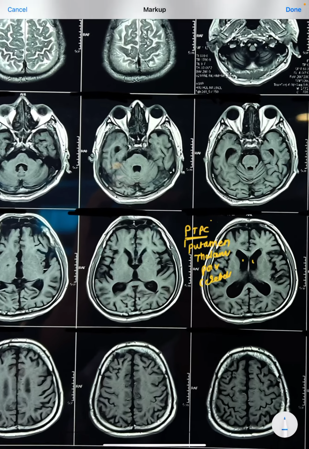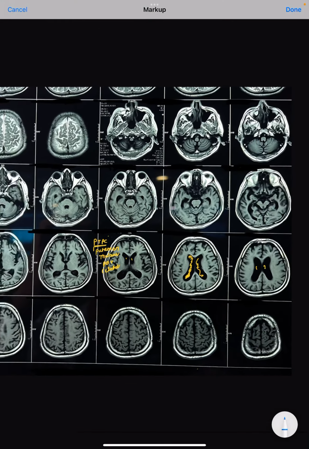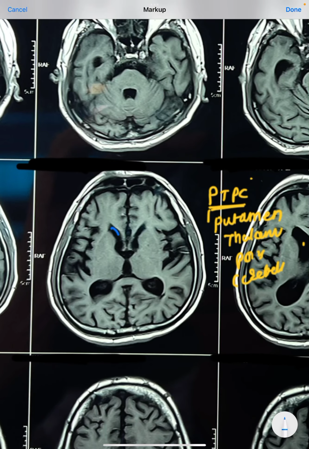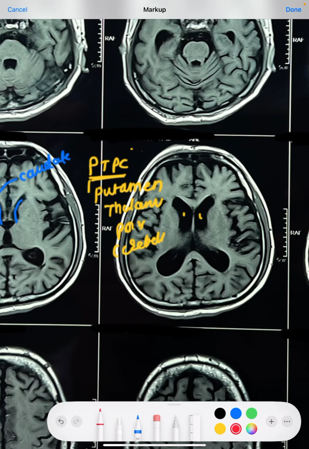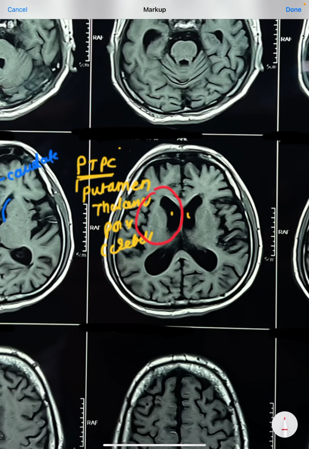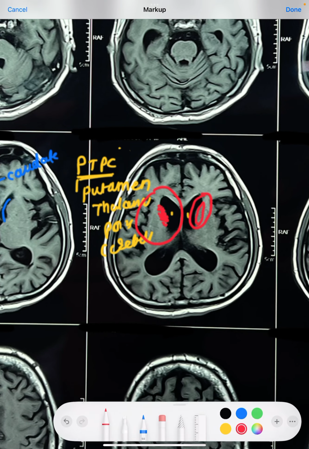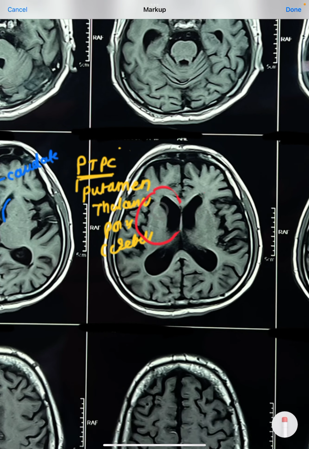Now, to find these structures, it is very easy. We need to find the lateral ventricle. This is the first ventricle, this is the second ventricle. Just beside the ventricle, we can see a small almond-shaped structure, this is the caudate. You can very easily make it out here as well. If you simply focus on this area, there is this structure which is clearly demarcated. This is the caudate. On the same side, here also you can see the caudate, which is a part of the basal ganglia.